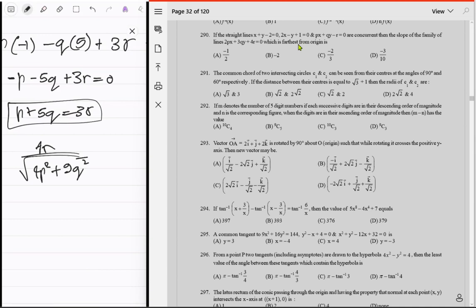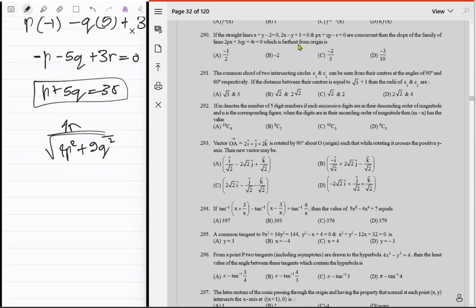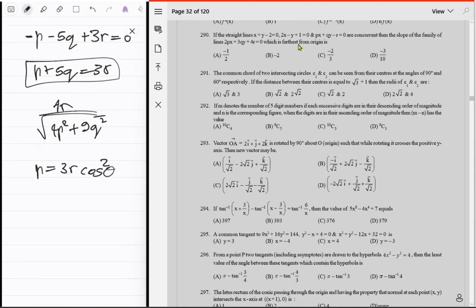How do you actually maximize? It's like you're talking about cosine and so on. So yeah, you can think of it like this. Let's just say p upon 3r. Let's say p equal to 3r cosine squared theta, and q is equal to 3r upon 5 sine squared theta, right? Just put that in there.